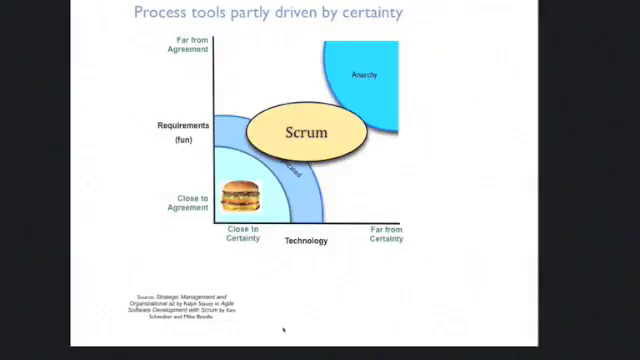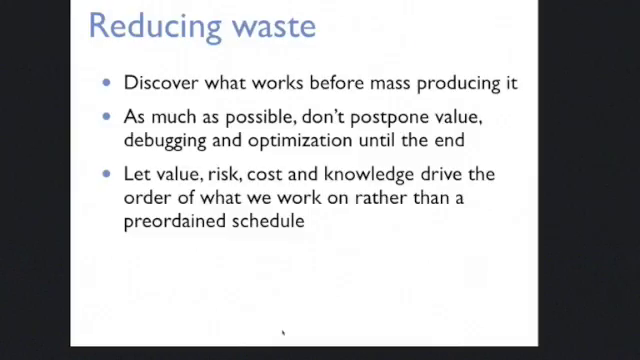We're always going to be in this complicated or complex region, and this is where Agile methodologies reside. So we talk about reducing waste. What we're talking about is we want to discover what works before we mass produce it, especially in pre-production.